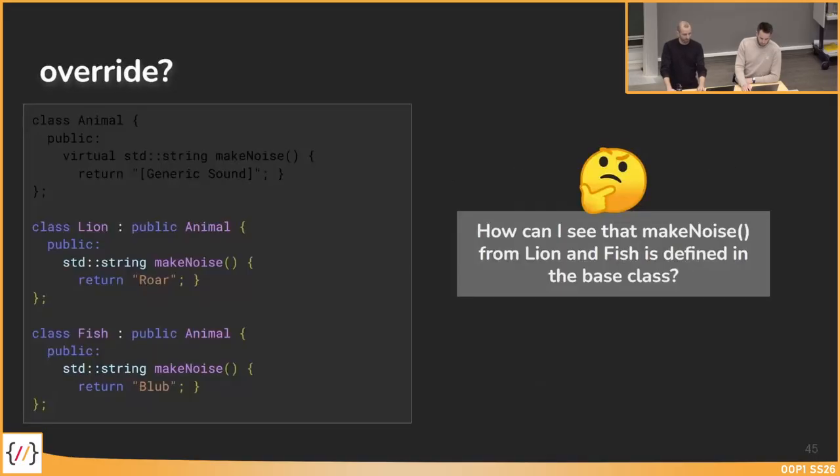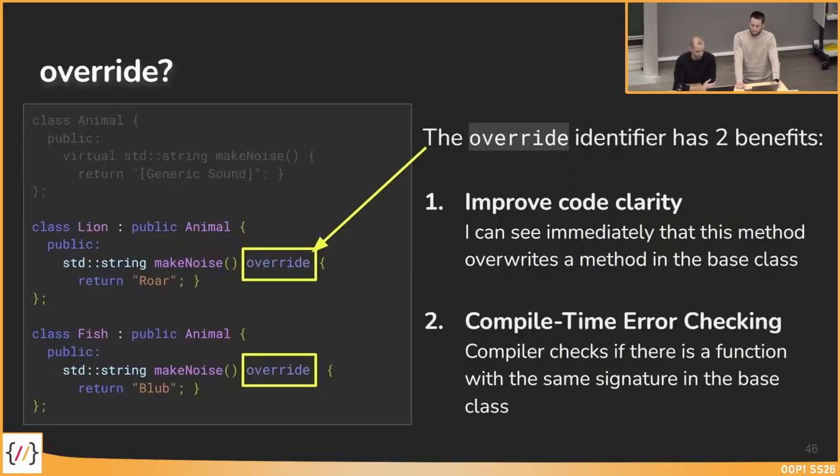Okay, there is kind of a counterpart of this virtual when we have a look at the lion and the fish, so the derived classes. How can I, as a programmer, see that this make noise from lion and fish is defined in the base class? And there is this keyword called override, which you write after the method name. And this is just, as I said, the counterpart of virtual.